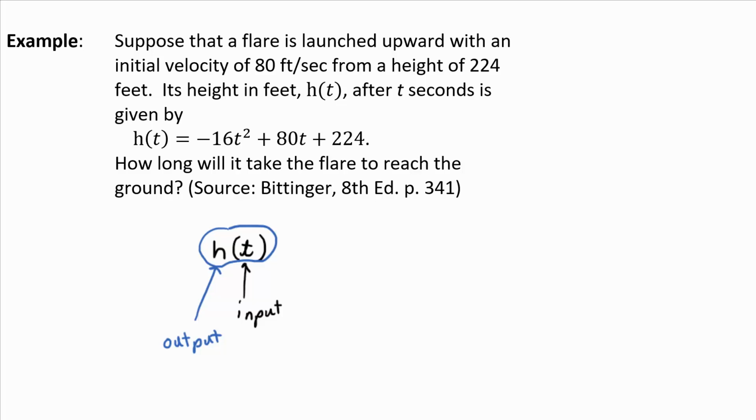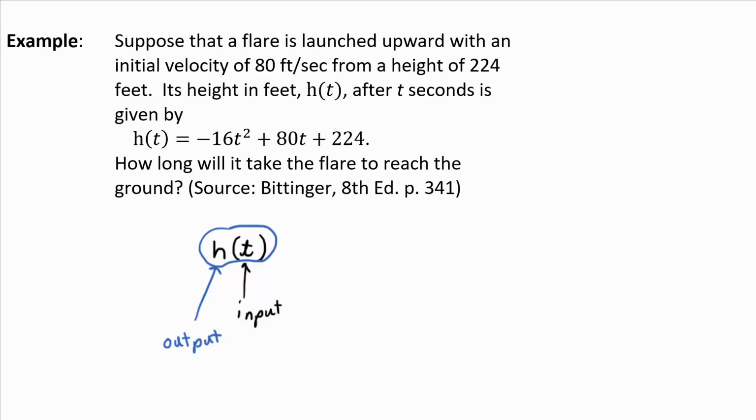So we have the formula for an input of t and an output of h. H of t is negative 16t squared plus 80t plus 224. How long does it take the flare to reach the ground? Now, you don't read anything into these problems. You assume flat ground. So what's the height when it hits the ground? 0.